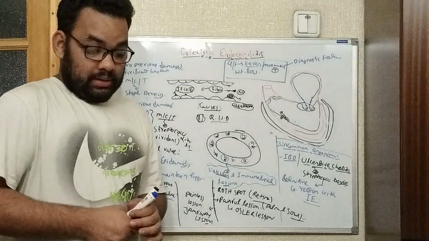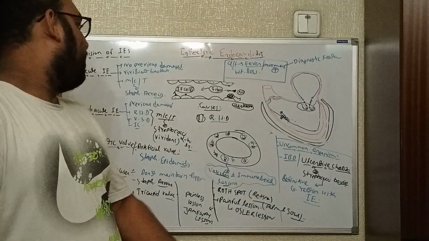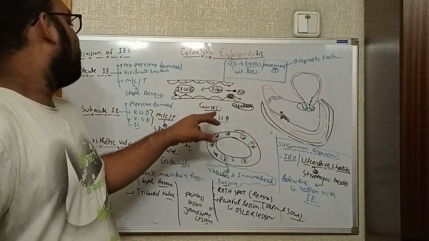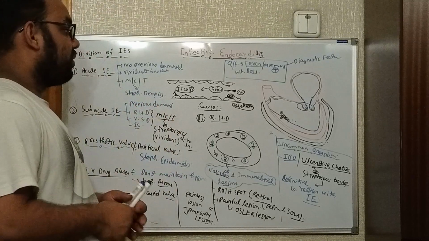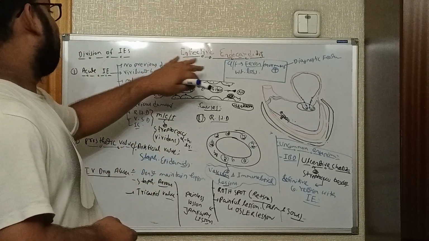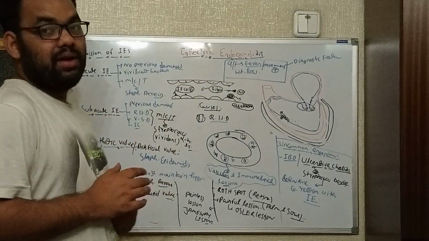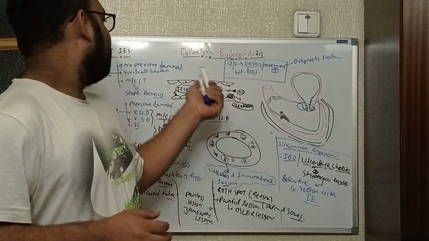Now, I already explained in one of my videos the similarities and dissimilarities between rheumatic heart disease and infective endocarditis, and I will talk about them. Before going to that, if you want to classify infective endocarditis, there are some criteria known as the Duke's criteria.